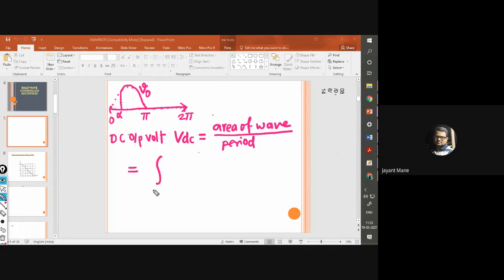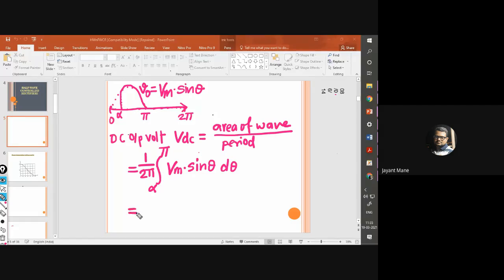Using integration. Here the waveform is present only during alpha to pi. So we have to integrate the equation of the waveform, that is Vm sine theta, between alpha to pi. So you will get area. So instead of integration of V0, I'll directly substitute Vm sine theta d theta, with respect to d theta. This will give us the area, and dividing it by period. Period is 2 pi.